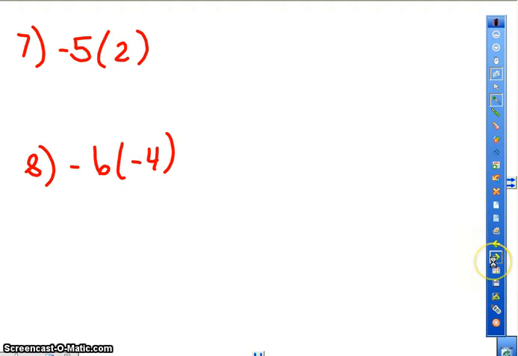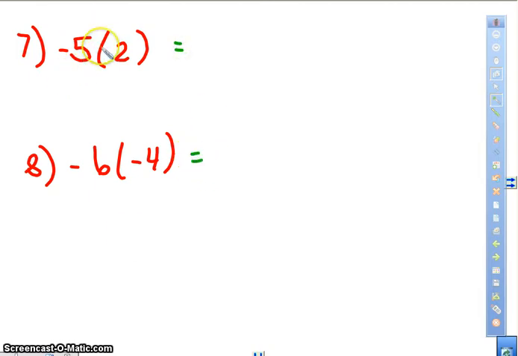Now we move on to multiplying. So remember, multiplication and division have the same rules. A positive times a positive, or a positive divided by a positive, would be positive. Negative times a negative, or negative divided by a negative, is positive. So same signs on the two numbers, it's going to be positive. If I have opposite signs, like a negative times a positive, or a positive times a negative, it is negative. And then from there, it's normal multiplication or division.